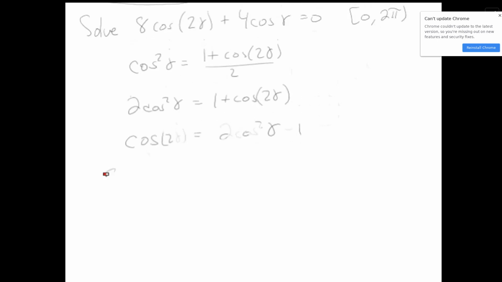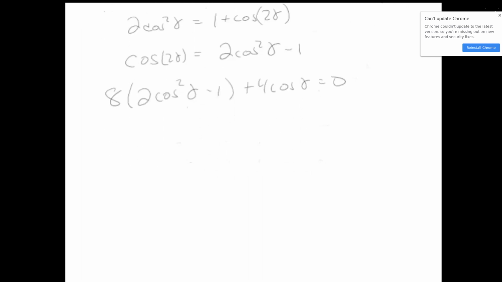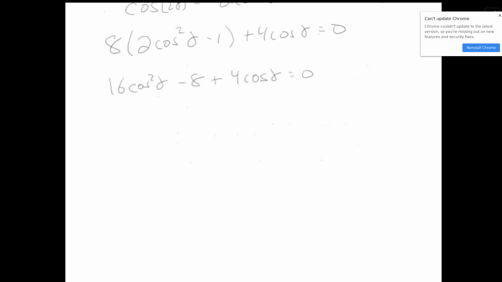So this gives me 8 times (2 cosine squared gamma minus 1) plus 4 cosine gamma equals 0. So this is 16 cosine squared gamma minus 8 plus 4 cosine gamma equals 0.